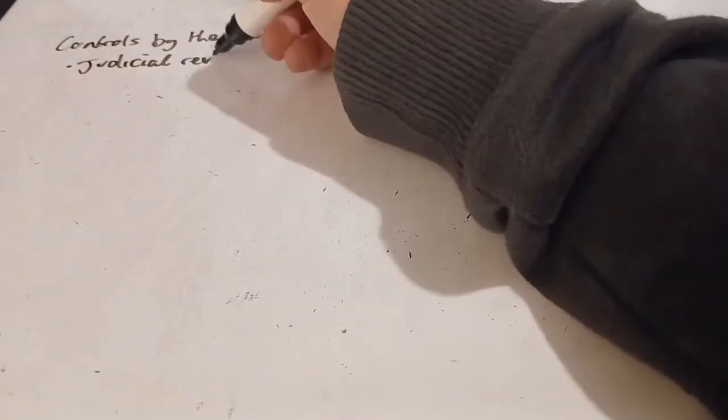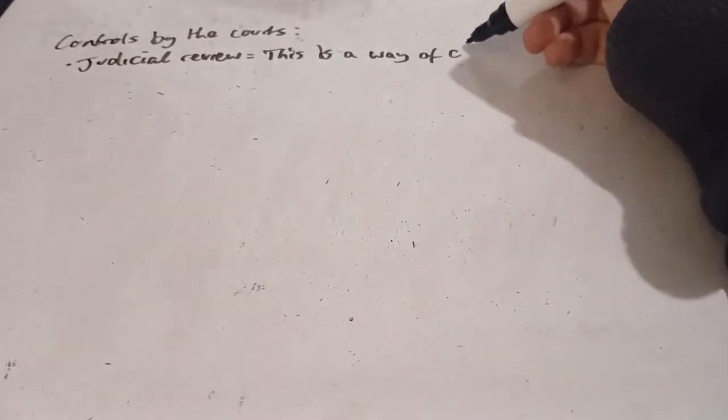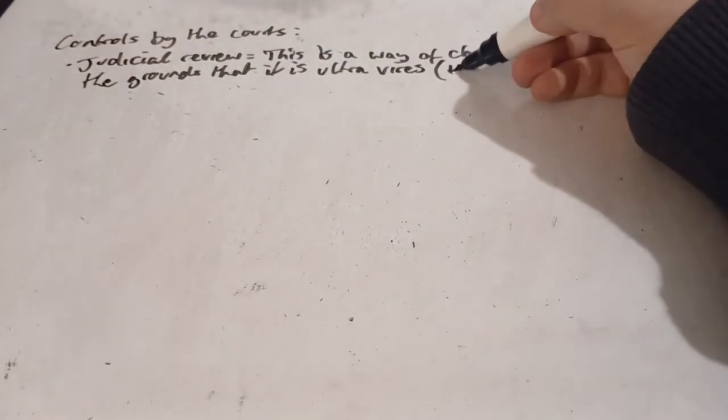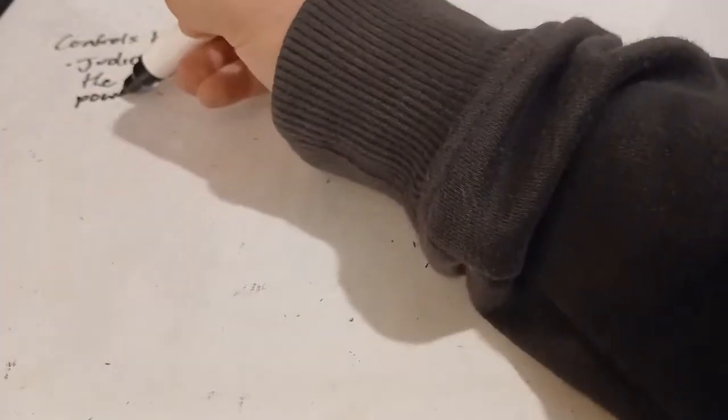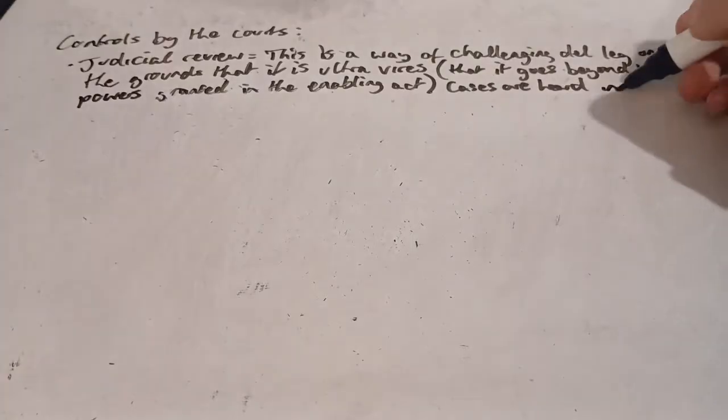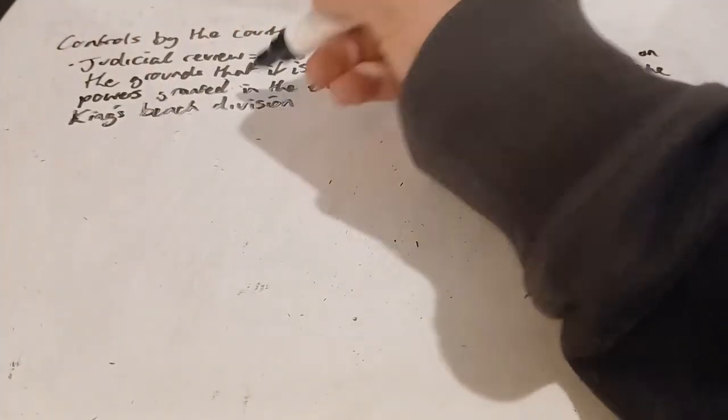So the main method of this is judicial review, and this is a way of challenging a piece of delegated legislation on the ground that it is ultra vires, and that means that it goes beyond the powers granted in the Enabling Act. Cases will be heard in the King's Bench Divisional Court, usually by 2 judges.